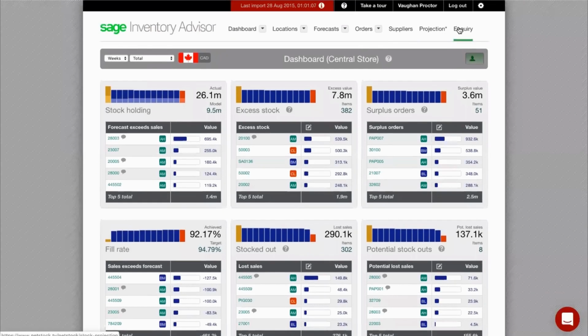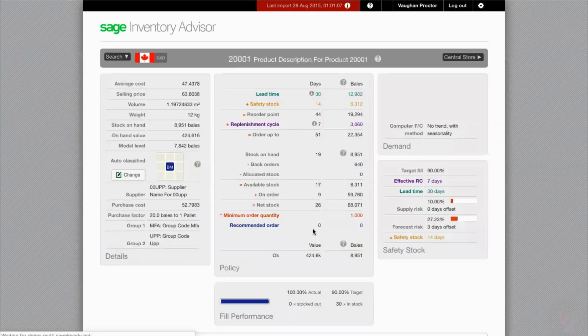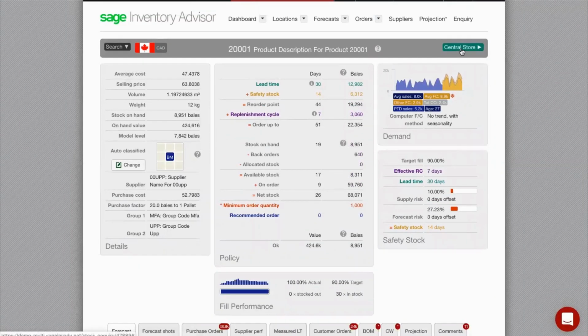I'm just going to move into one of the items so that we can see all that stuff that I was talking about, how that's all put together. Okay, so here we have an item. It is a central store item, so we're looking at it from central store, and we can see over here information like average cost, volume and weight, stock on hand. That information we'll be pulling from the ERP system or the financial system.